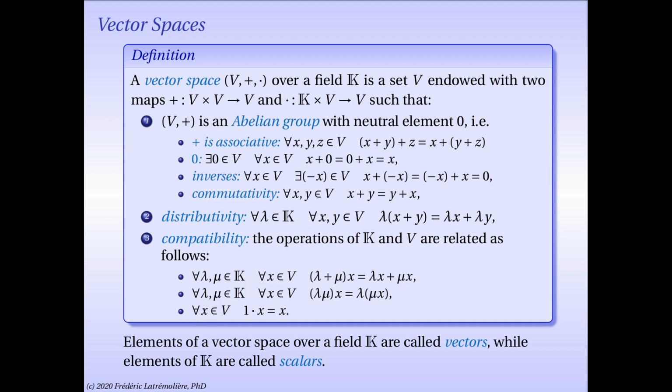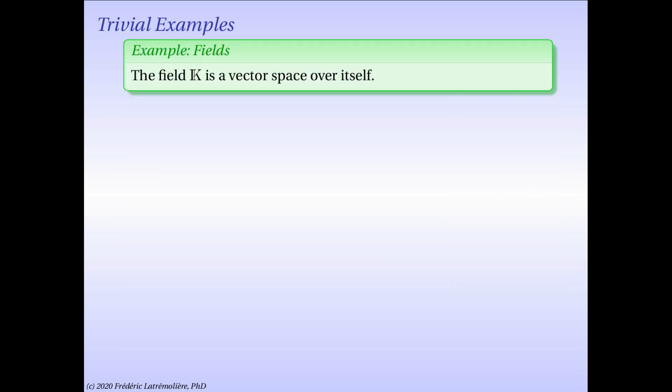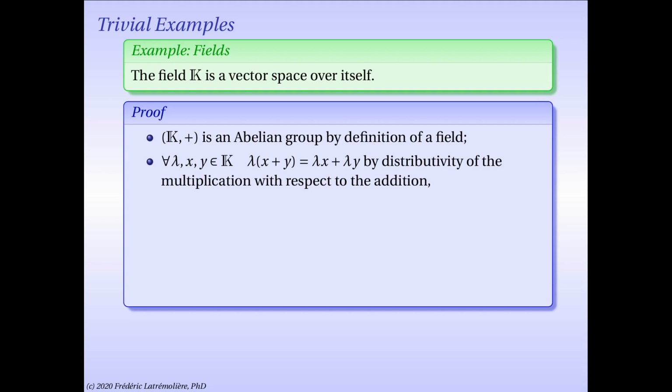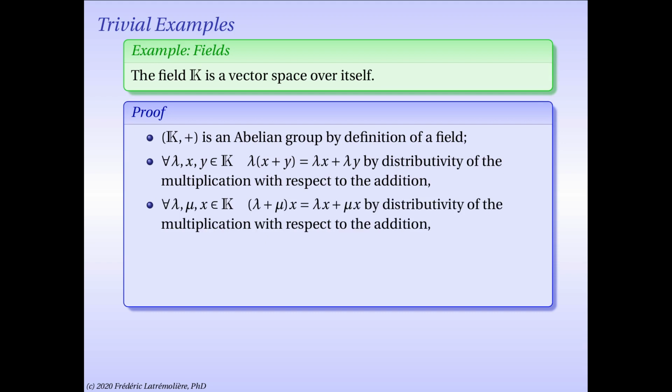Let us see some examples of vector spaces. Maybe the simplest example is that any field K is a vector space over itself. After all, K with its addition is an abelian group by definition of a field. The definition of a field also includes left distributivity. We proved in our first lecture that we also have right distributivity in a field. Thus, the first compatibility relation in the definition of a vector space must hold.